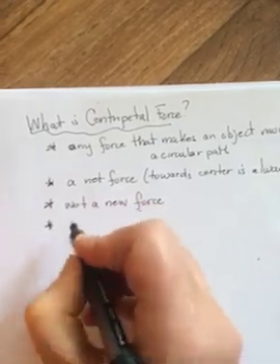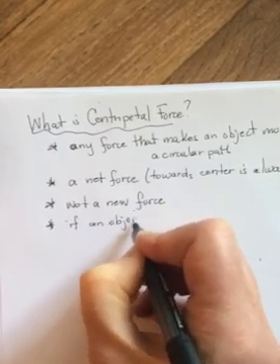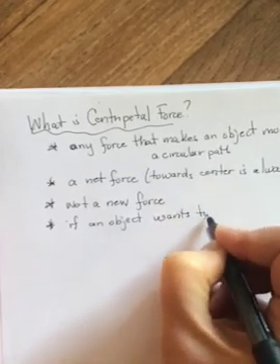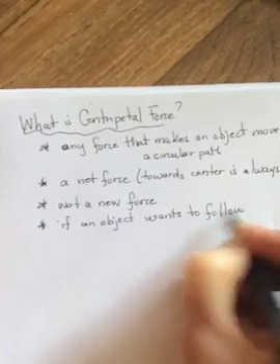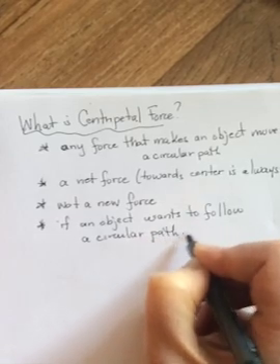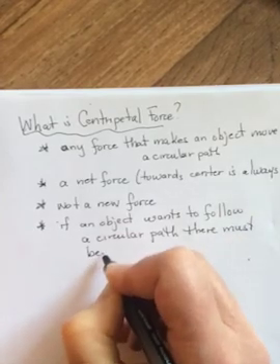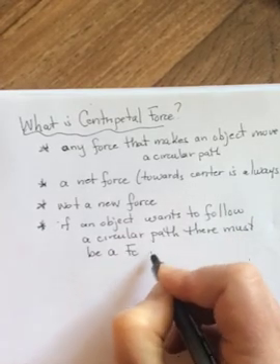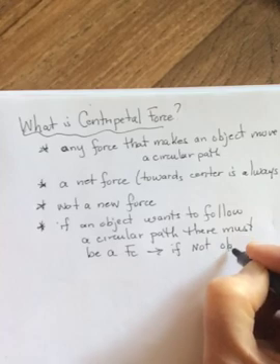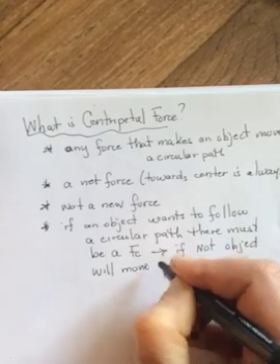Okay? The next little thing is if an object wants to move in a circle, it has to have a centripetal force. So if an object wants to follow a circular path, there must be a centripetal force. If not, the object will go tangent to the circle. Okay, we're going to come back to these.